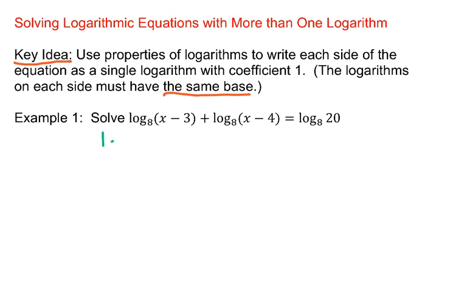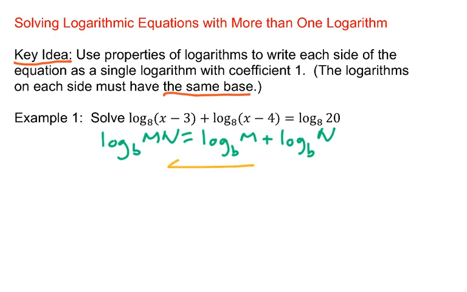This is an important one: the logarithm base b of a product is the logarithm of the first factor plus the logarithm of the second factor. Logarithms of products split up into sums. Taking that property and reading it backwards, on the left side you could combine these two logarithms like this: the logarithm base 8 of x minus 3 times x minus 4. And this achieves exactly the goal that we want, a single logarithm on each side.